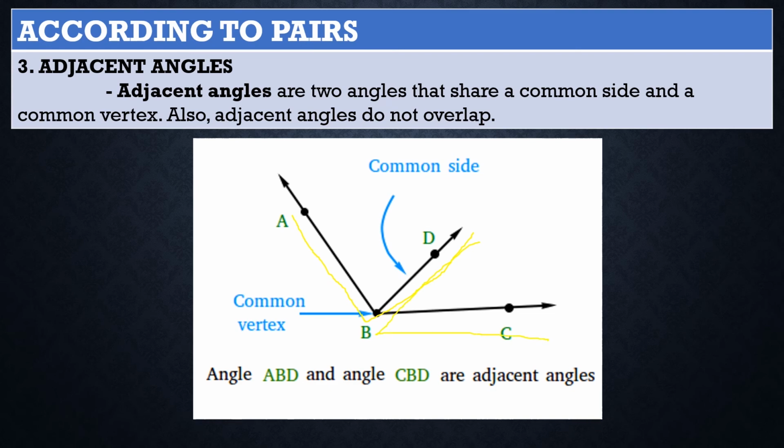So if you notice, yung adjacent angle, dapat meron silang common vertex. So yung common vertex natin dito is si point B. At dapat meron din silang common side. Yung common side naman nila is a ray. So we have ray BD. So pag may common side sila, at the same time may common vertex, and they do not overlap, then we can consider these two angles as adjacent angles. So si angle ABD and angle CBD are adjacent angles.